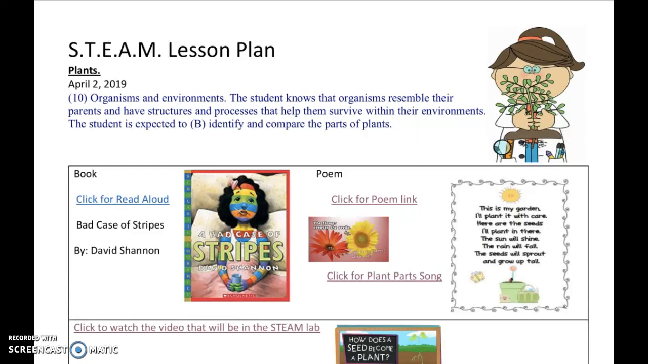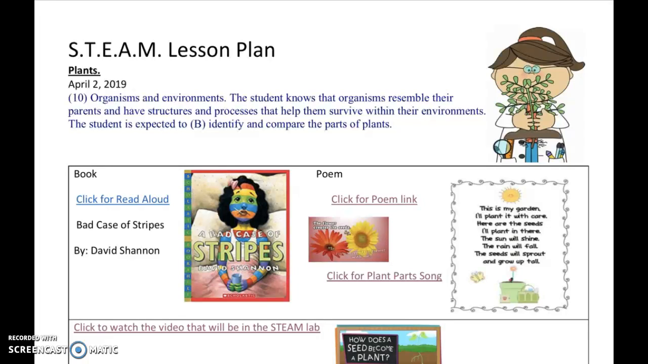Teachers, here's the STEAM lesson for the week of April the 2nd. It's about plants. The objective is organisms and environments. The students know that organisms resemble their parents and have structures and processes that help them survive within their environments. The students will be expected to identify and compare the parts of a plant.